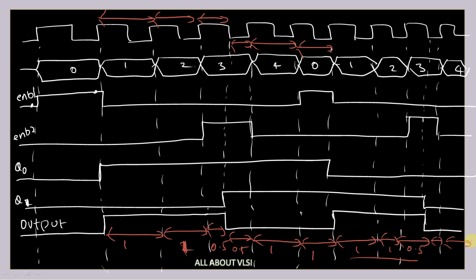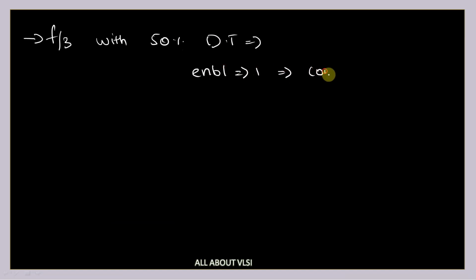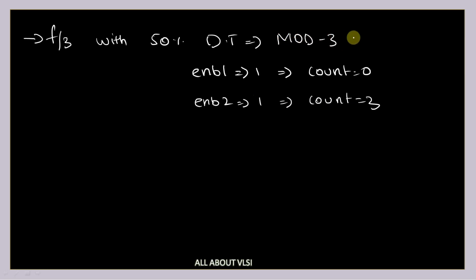Okay, so coming to conclusions, if I want to develop my frequency division by 3 with 50% duty cycle, let me write down here. Then my enable 1 signal will be 1 when count is equal to 0, and enable 2 signal will be 1 when my count is equal to 3. And what type of counter am I going to take? Mod 3 counter. You can take up or down counter as you wish.